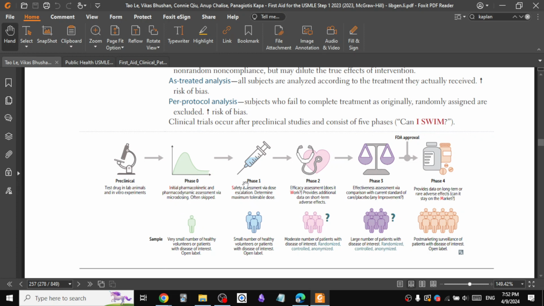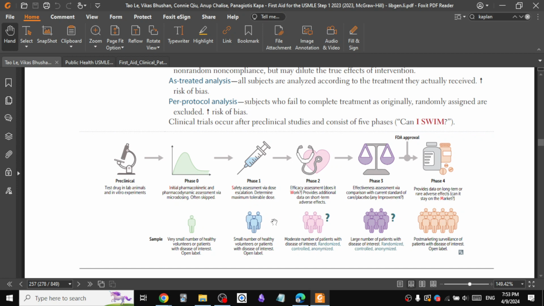Now next comes the safety assessment. Okay, so now I've understood how the drug interacts with the body. Now I'll see what the drug effects are on the body. So I take a small number of healthy people, okay, but a larger number compared to phase 0, and now I'm going to determine the maximum tolerable dose, right? MTD50 or something, right?